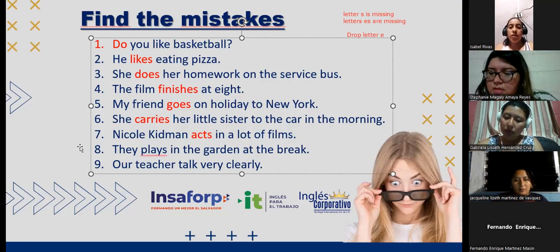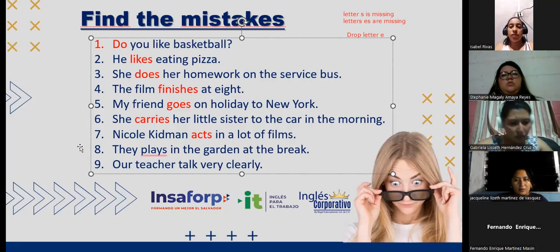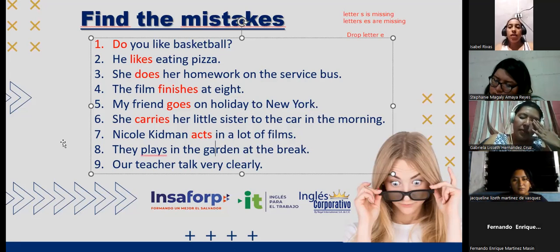So number eight. They place in the garden at the break. At the break. Yes. Break is a recess. ¿Verdad? Es el receso, el break. A ver, is there a mistake in this sentence?